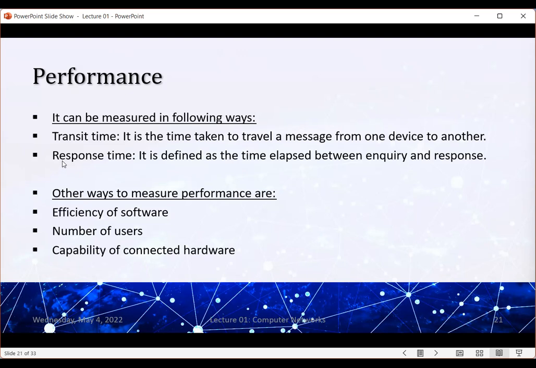And also we can measure the performance using the efficiency of software, the number of users, and the capability of connected hardware, likewise, right? Every time performance means the capability of sharing the information between devices, right?